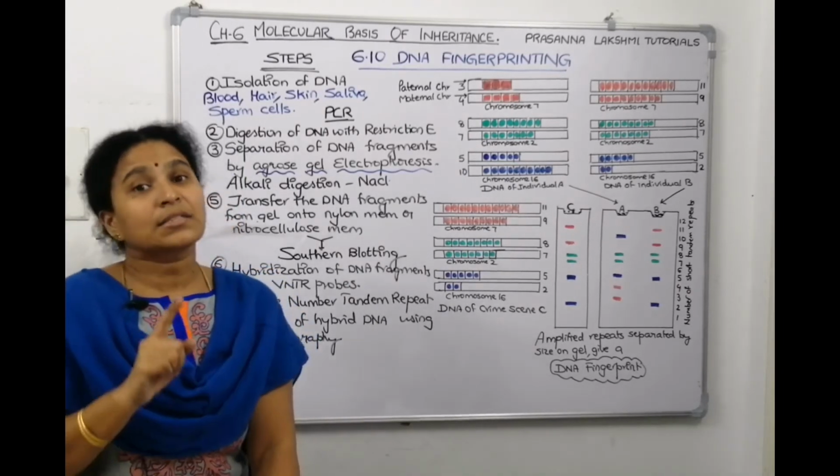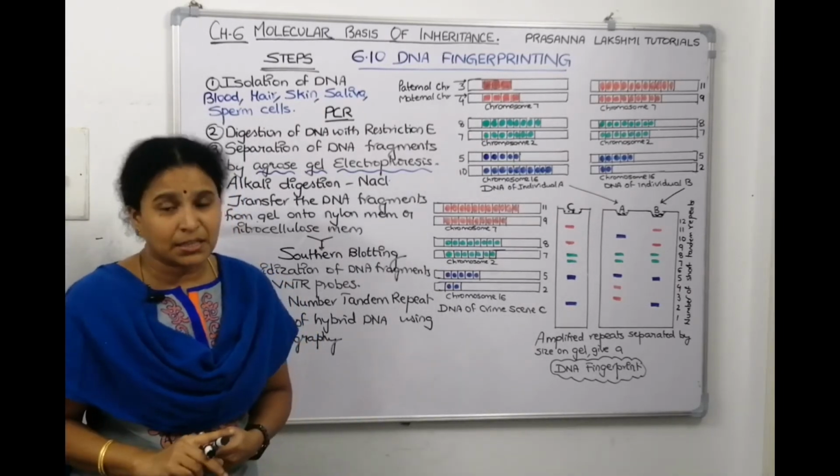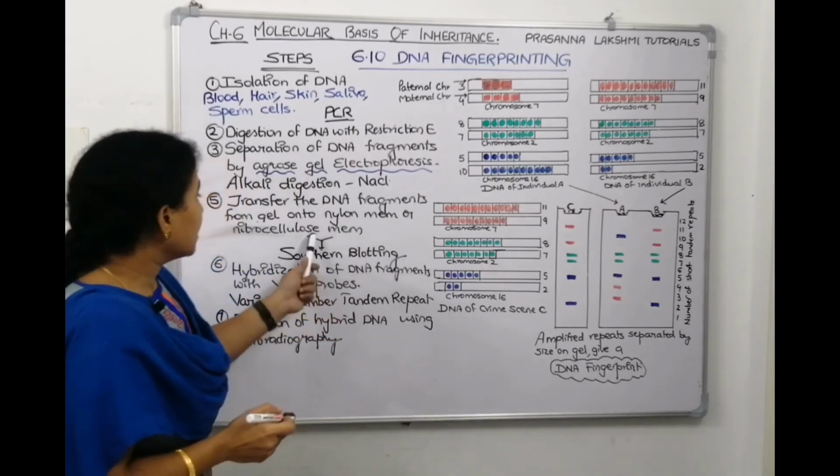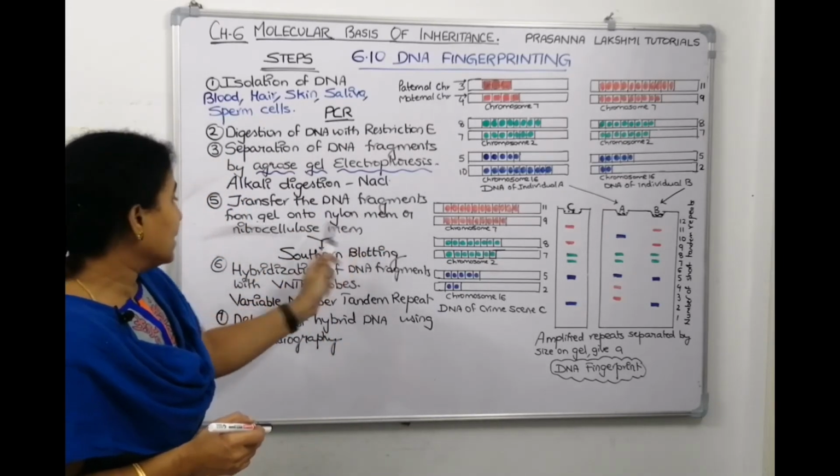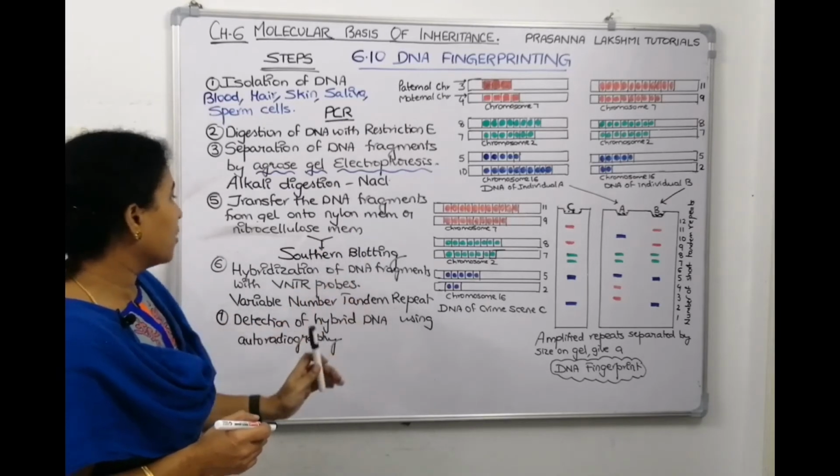What is that technique called? Southern blotting. Who developed that? E.M. Southern. So that's why it's named after him, Southern blotting. We transfer the DNA fragments from the gel onto an NC membrane, and the technique is called Southern blotting.